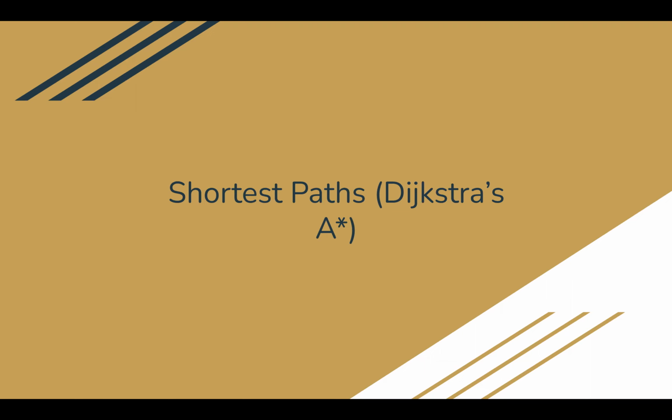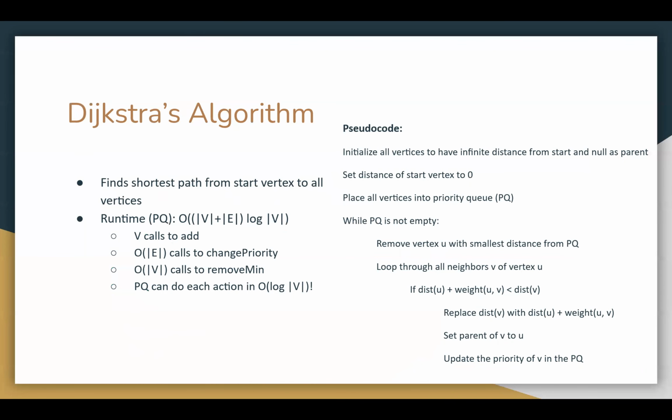All right, we will now go over shortest paths, basically Dijkstra's and A star. In Dijkstra's algorithm, we are given a graph and a starting vertex, and we want to find the shortest path from our start vertex to all other vertices in the graph. Now, how exactly does Dijkstra's algorithm do this?